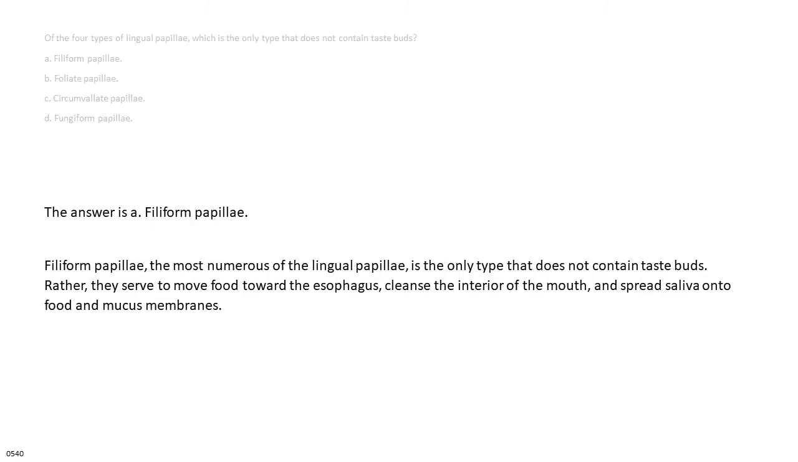The answer is A. Filiform papillae. Filiform papillae, the most numerous of the lingual papillae, are the only type that does not contain taste buds. Rather, they serve to move food toward the esophagus, cleanse the interior of the mouth, and spread saliva onto food and mucous membranes.